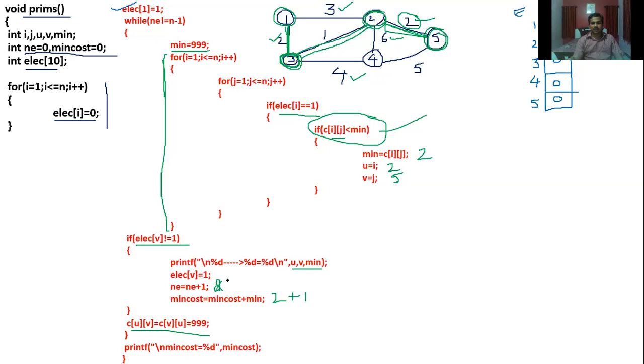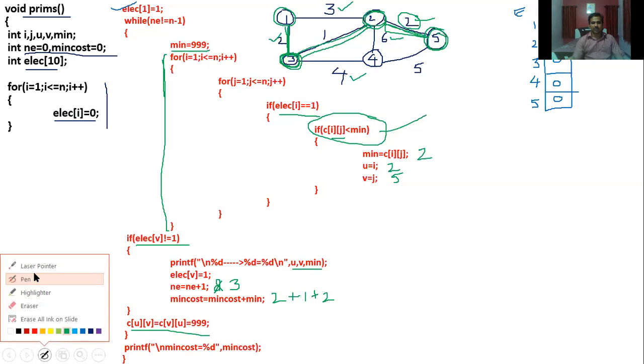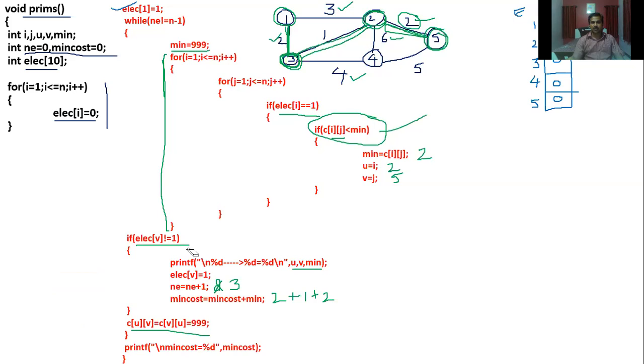Then the number of edges will be increased by 1. It becomes 3 now. And the cost will also be increased by 2. Now it becomes 5. And this path is going to be infinity now. Now, among the available edges, at least one should be an elected one. Okay. Now let's see which of the edges will be in a race to get the minimum one.